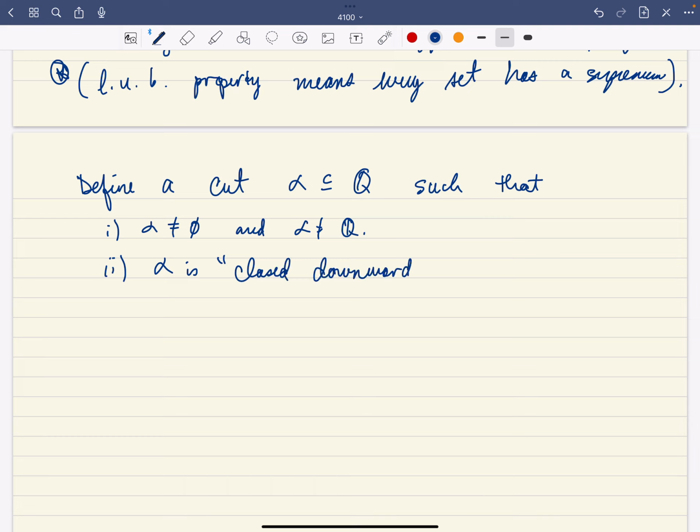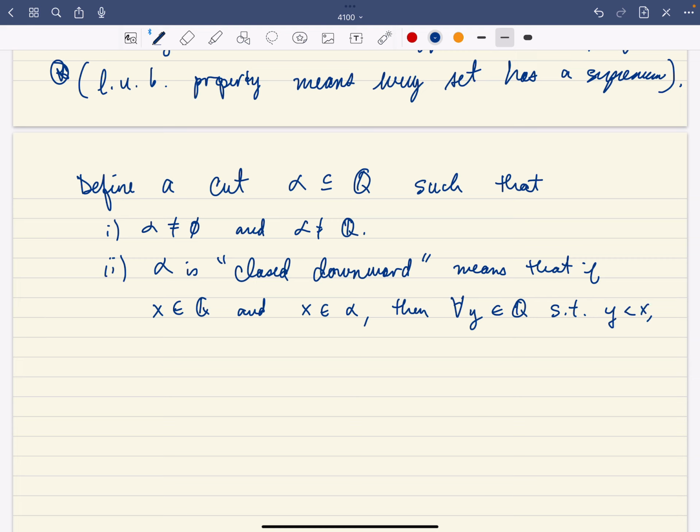So what I mean by that is that if there's a rational number in the set, then every smaller rational number is also in that set. And so this means that if x is a rational number and x is in the set, then for all rational numbers that are smaller than x, those are also in the set, alpha.